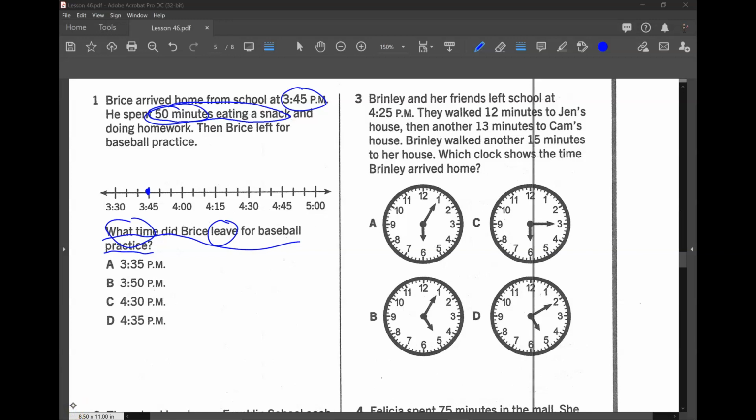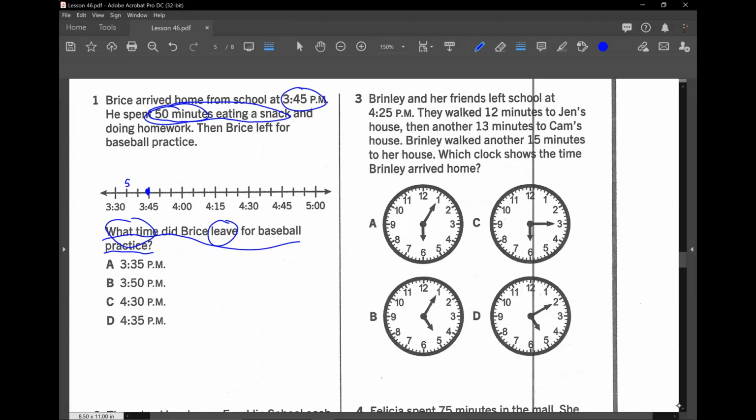Okay. Now, if you notice, we have 3:30 here, and then it goes to 3:45. Well, we know that's 15 minutes. So let's see. 5, 10, 15. So each little line is 5. Okay. Now, he started at 3:45. And he spent 50 minutes. So all we gotta do is count 50.